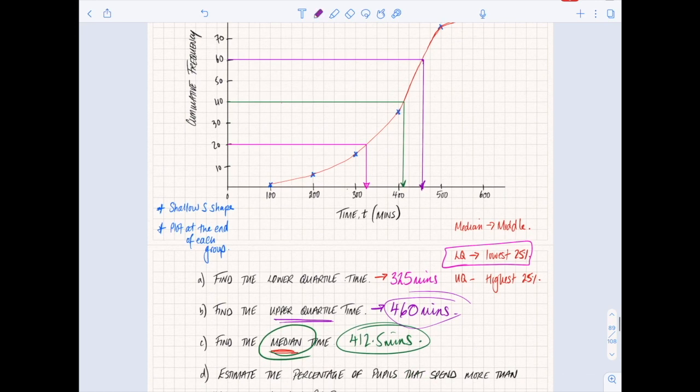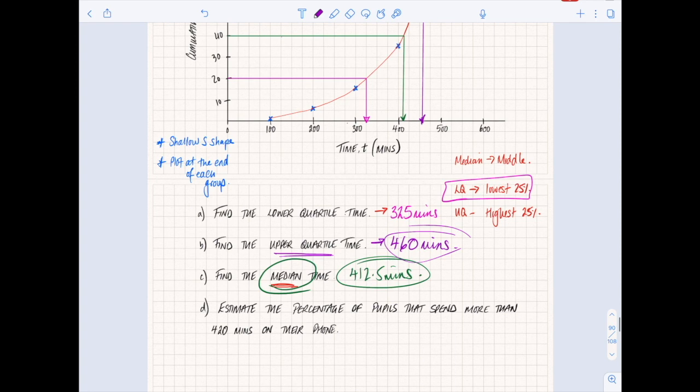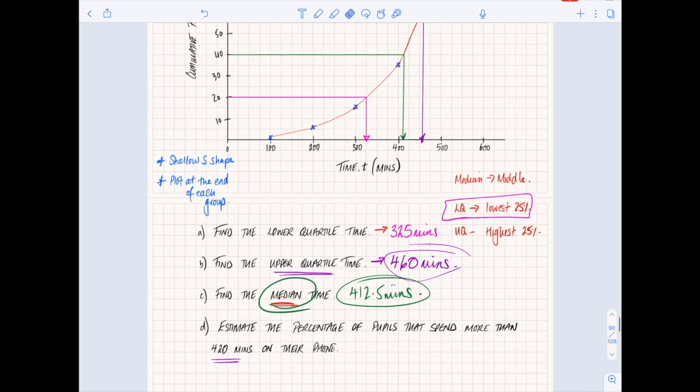So let's now talk about this last question, how those values help me. Estimate the percentage of pupils that spend more than 420 minutes on their phone. So let's go to 420 first of all. Probably around about there. So we're looking at this point, and then you're drawing a line across and seeing how many pupils that actually is. So it's slightly below that line as well.